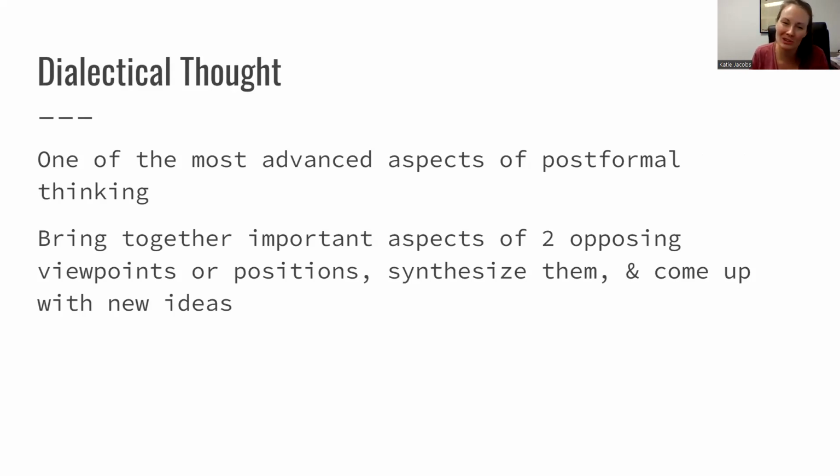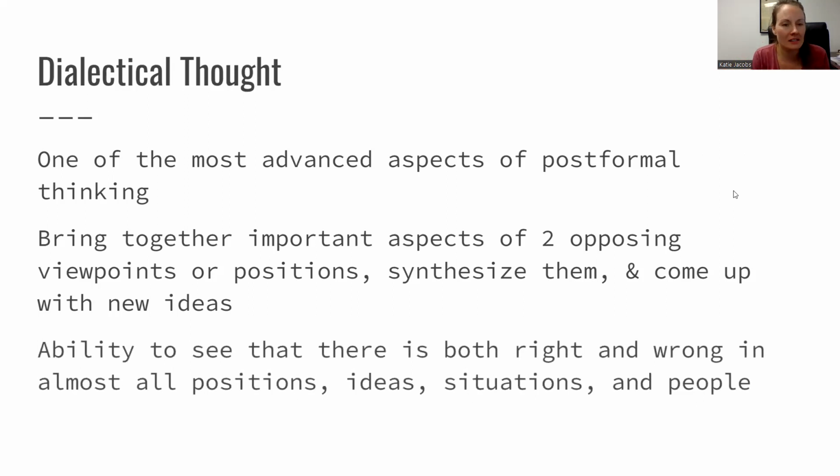Sometimes people are like, what, how can you synthesize two opposing viewpoints or positions? And a lot of times we're brought up to think that things are just so black and white, and that if people don't believe what we believe, then they're wrong. But really, there is a more advanced way of thinking about things and being able to sort through two different opposing viewpoints, seeing what the best pieces are and being able to bring them together to find solutions and new ideas. And something that goes along with this is the ability to see that there's both right and wrong in almost every position, every idea, every situation, and even in people.